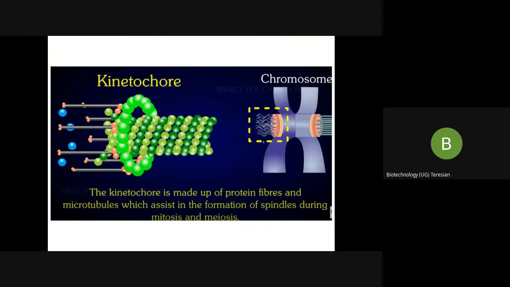So this is the magnified image of the kinetochore. The kinetochore is made up of protein fibers, which you can see here, and the microtubules which assist in the formation of the spindle fibers both during mitosis and meiosis during the anaphase.